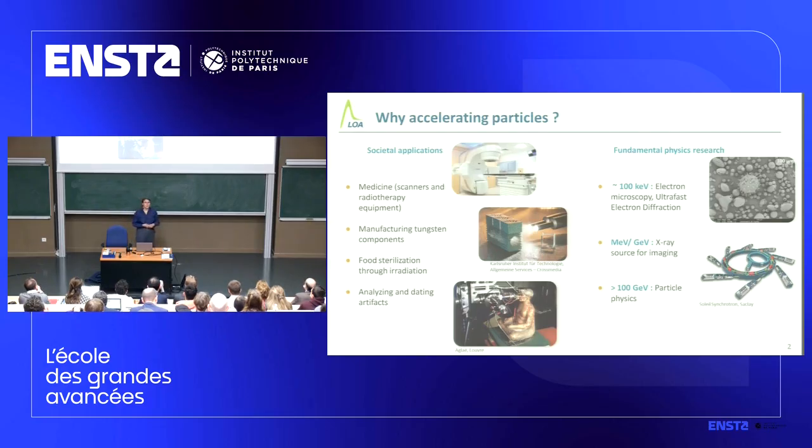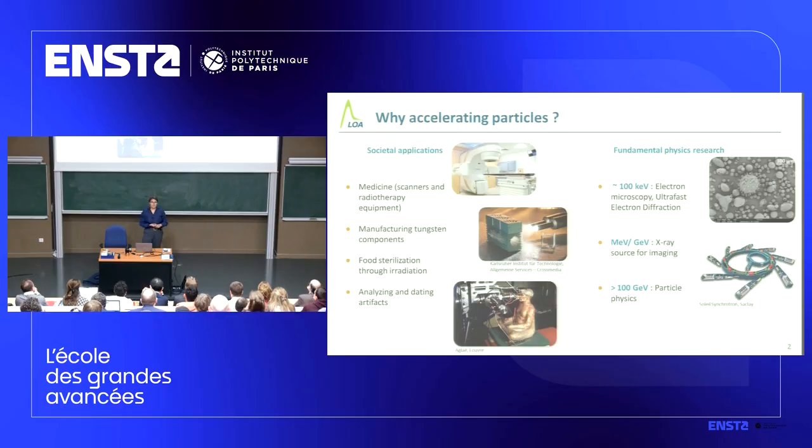For low energy electrons, we can use them for doing electron microscopy. Here you have a picture of a virus that has been taken using an electron microscope. Also for ultra-fast electron diffraction, which I will talk about more later. Then if we go to higher energy, mega-electron volts to giga-electron volts, we can use those particles to create secondary light sources and create X-rays for imaging, for instance. And at very high energy, above 100 giga-electron volts, those particles are used to do fundamental particle physics.